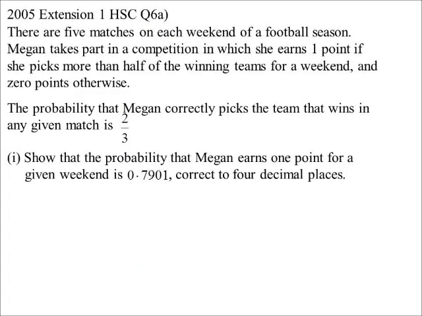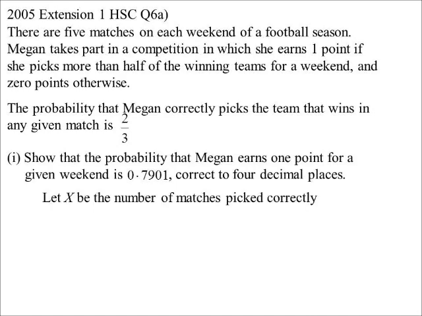All right, let's have a look at an actual exam question. So 2005 paper, this one comes from. There are 5 matches each weekend in a football season. So Megan's taken part in the competition. She's going to get 1 point if she picks more than half of the winning teams for a weekend, 0 points otherwise. And we know that the probability that she correctly picks a team is 2/3. Show that the probability that Megan gets 1 point for a weekend is 0.7901.